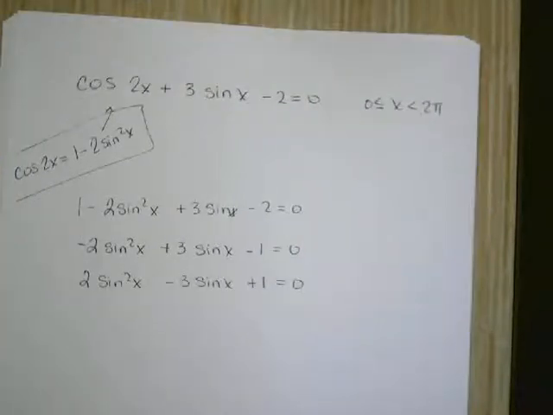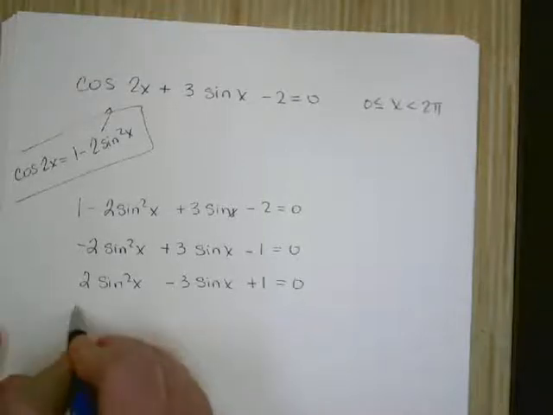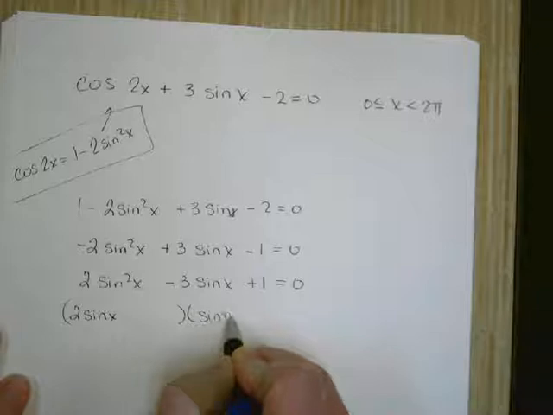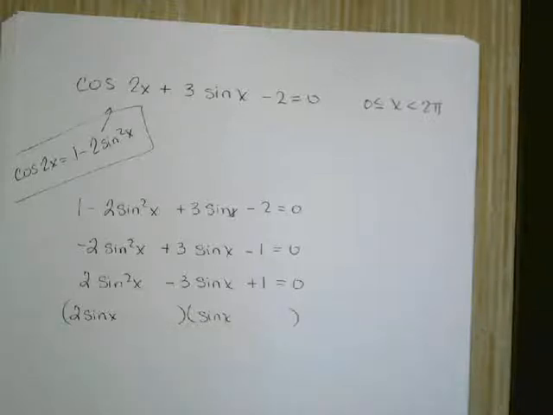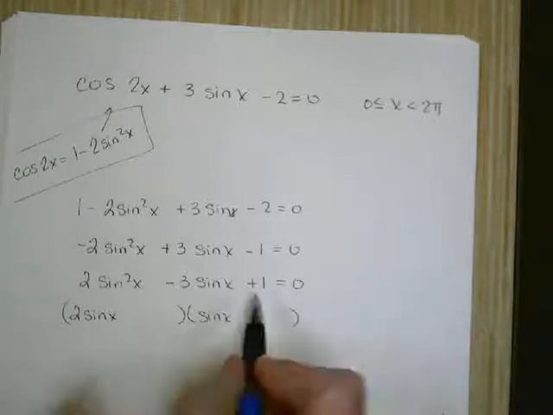Now you're going to factor 2 sine x times sine x. Factors of 1 are 1 and 1. Both of them are negative in this case.